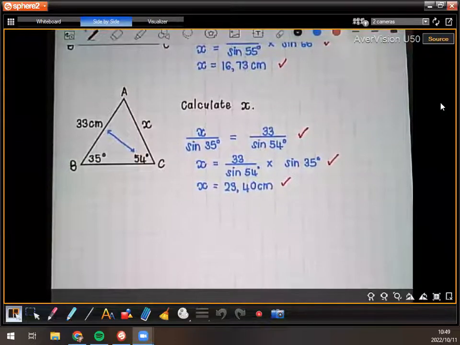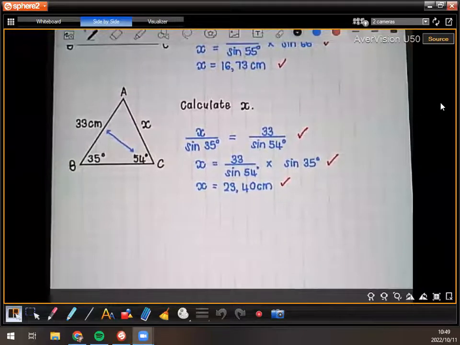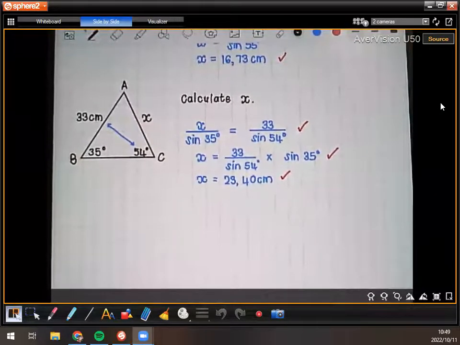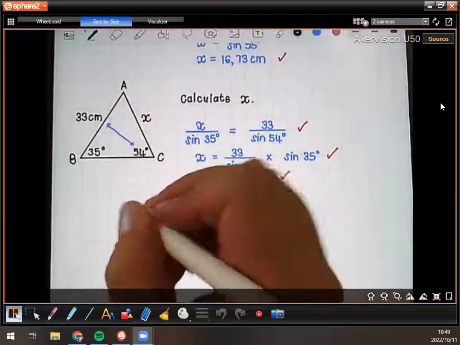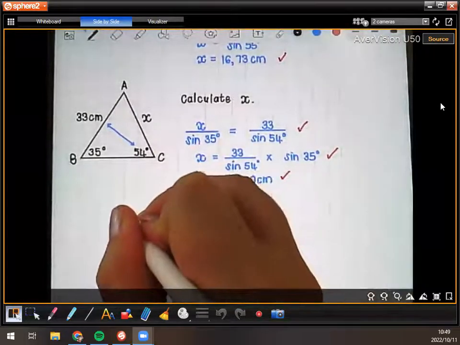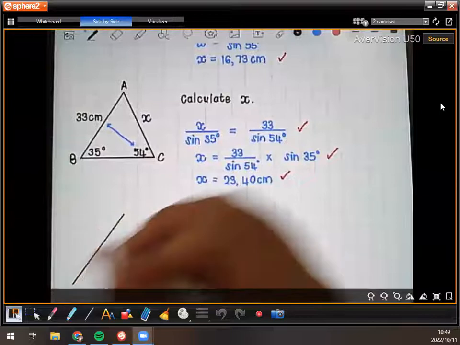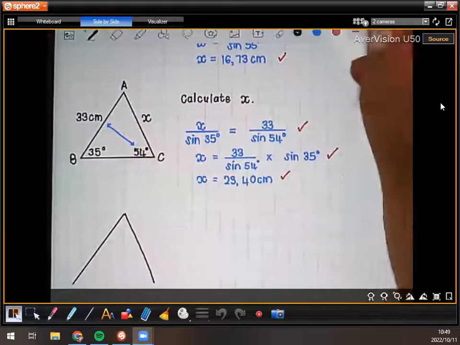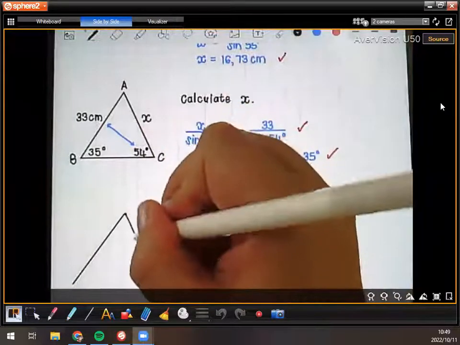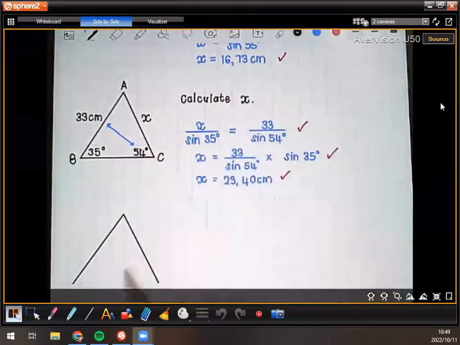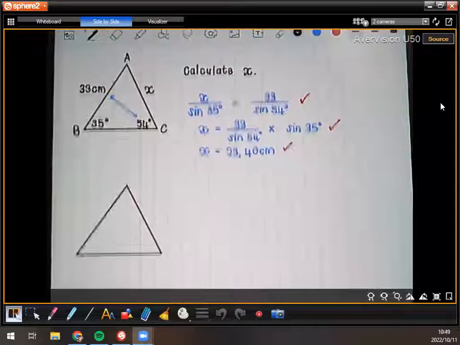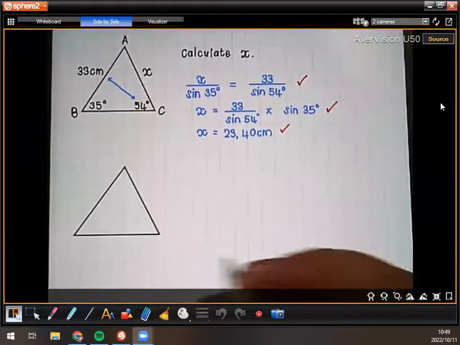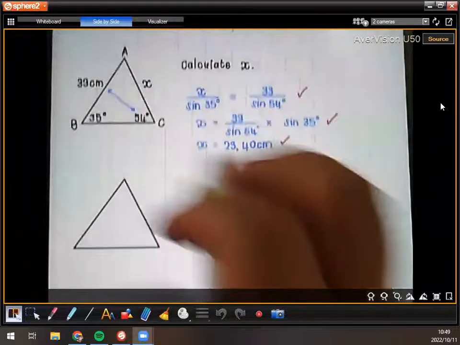All right, now we need to do an example where we are finding an angle, and unfortunately the angle ones are a bit more complicated than the side questions. So again, I'm just going to draw in a triangle here. We have sine.